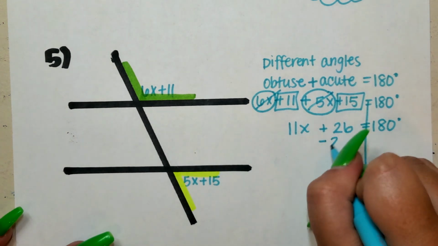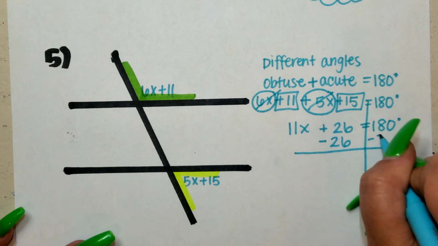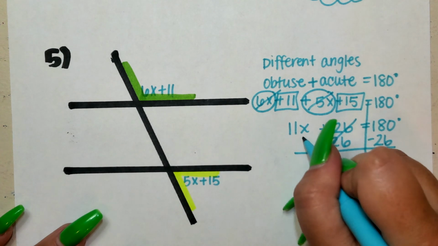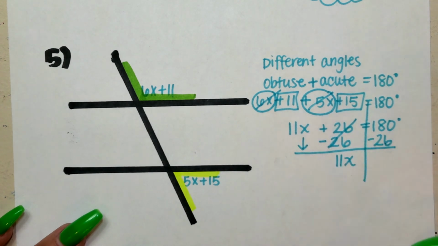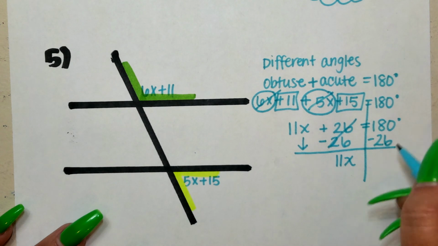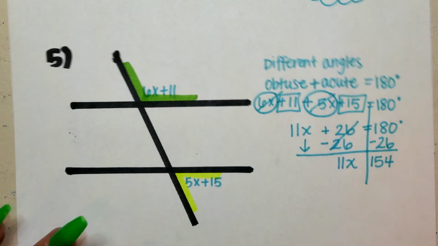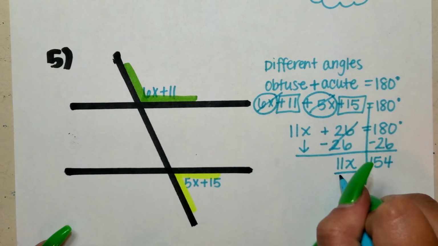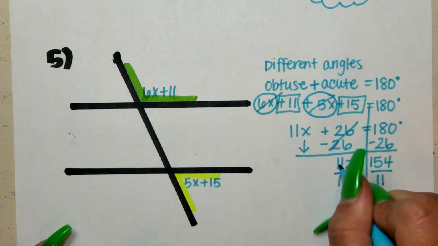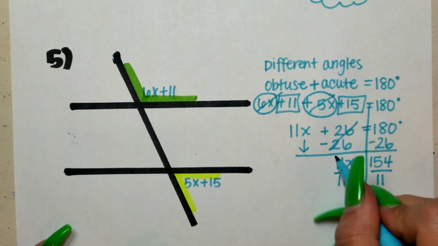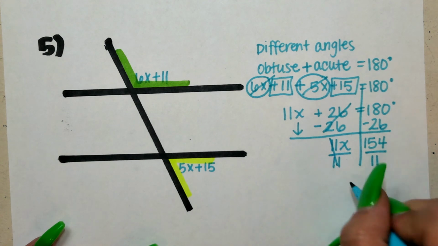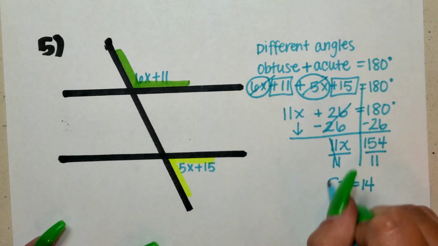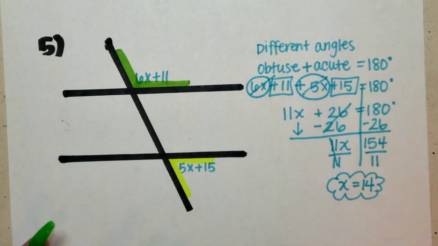Now I'm going to subtract 26 on both sides. My 26's will cancel. I'm going to bring down the 11x. 180 minus 26 is 154. Now I'm going to divide both sides by 11 because it's next to the variable. My 11s can cross off. I'm left with x equals 154 divided by 11 is 14. So my x is equal to 14.